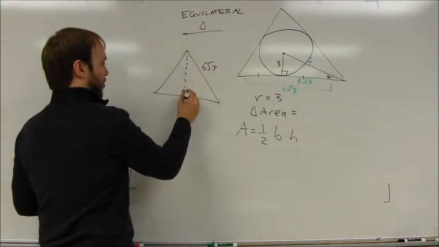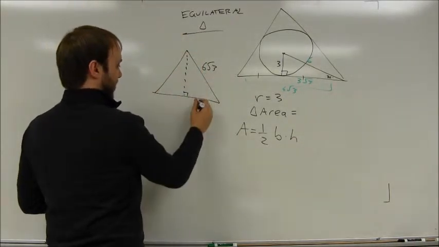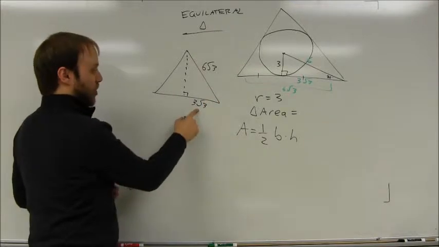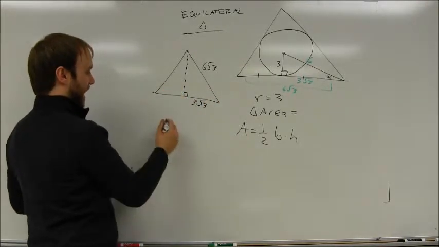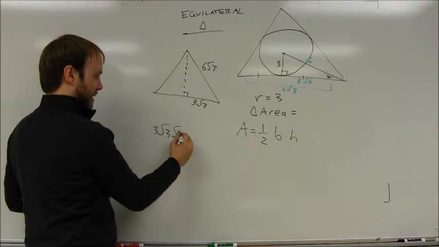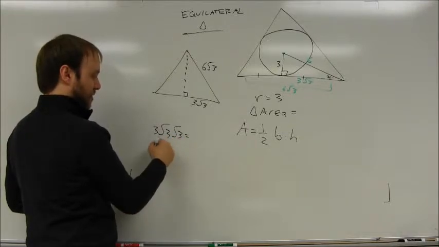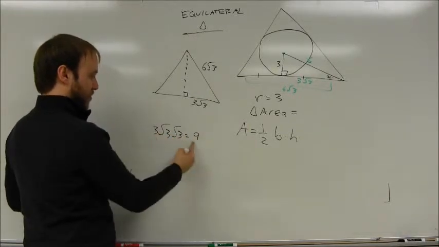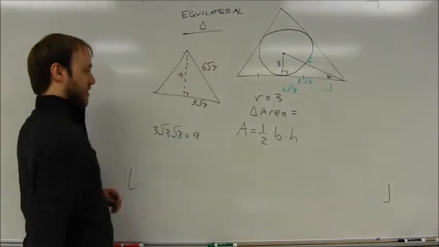So now I can put all this together. This is 6 radical 3, this is 3 radical 3. Multiply by radical 3 to find the height. Okay, 3 radical 3 times radical 3, that's radical 9, which is 3. 3 times 3 is 9, and the height is going to be 9.